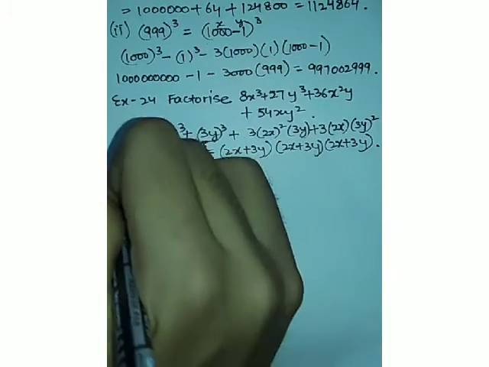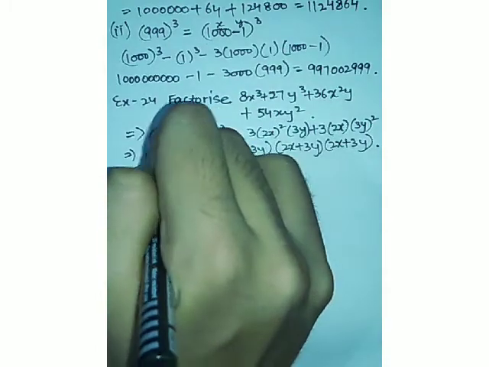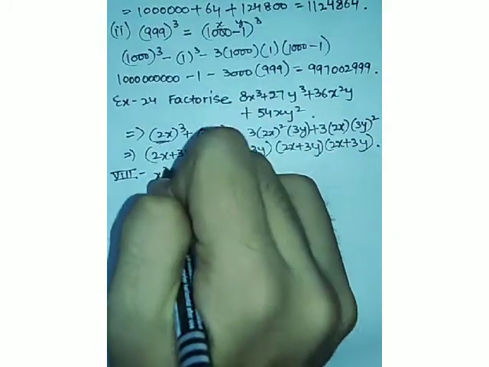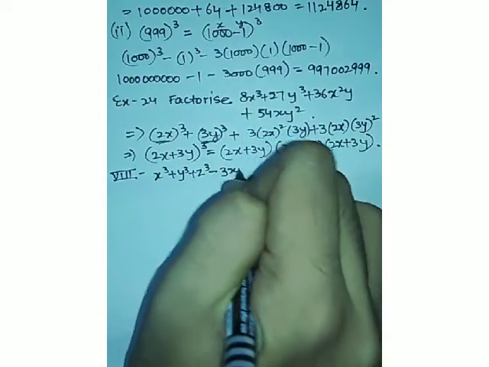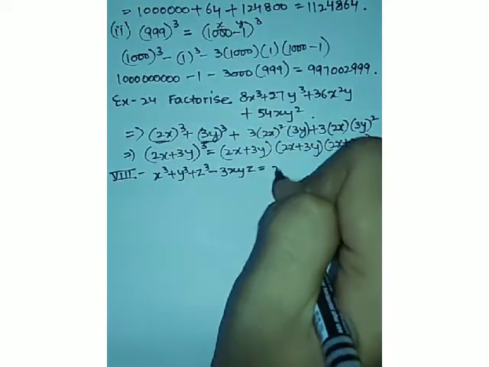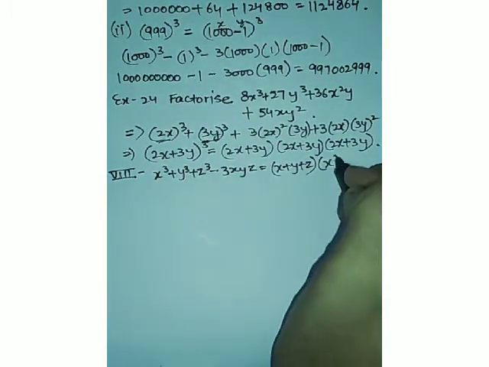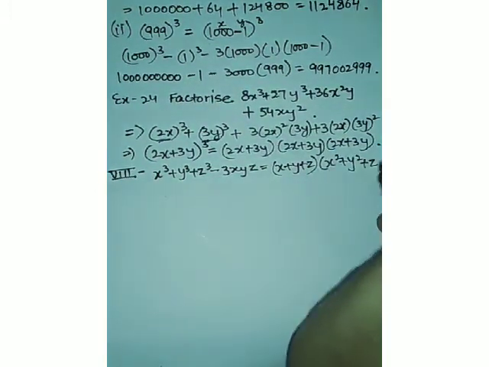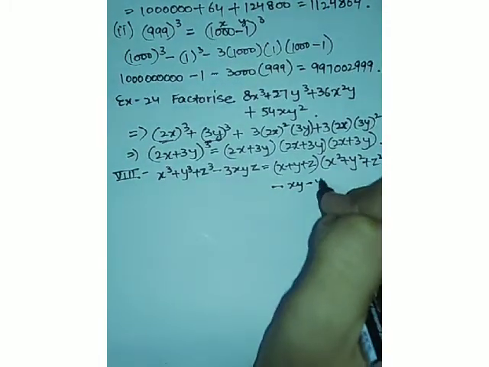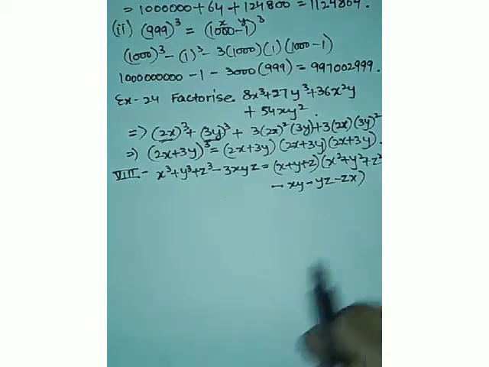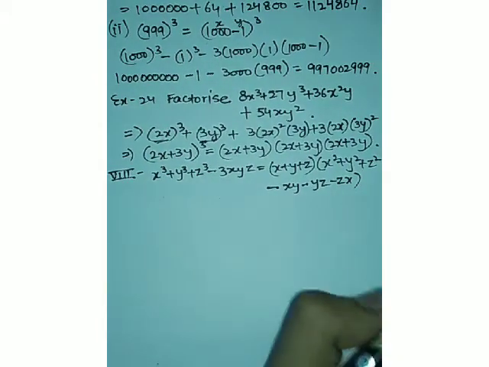Alright, so now here is the last identity as well as the last example. The identity is a bit longer. This is x cube plus y cube plus z cube minus 3xyz. So it is equal to x plus y plus z, then x square plus y square plus z square minus xy minus yz minus zx. This is the identity. This is a bit longer and is not very commonly used.